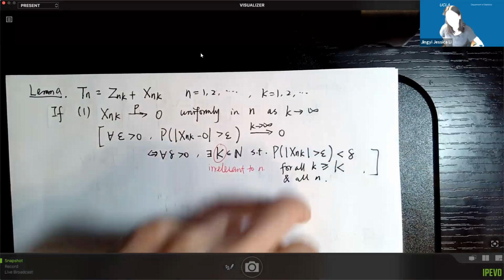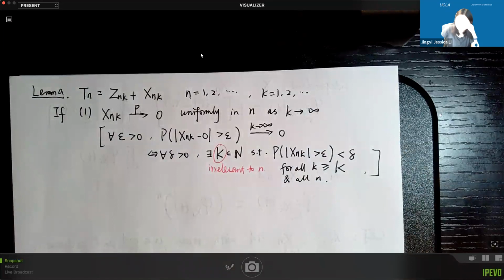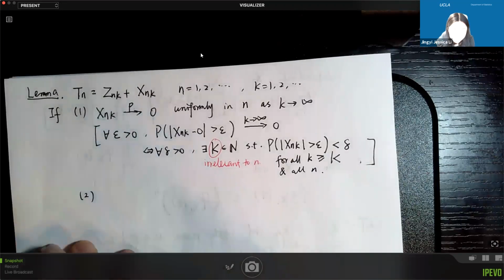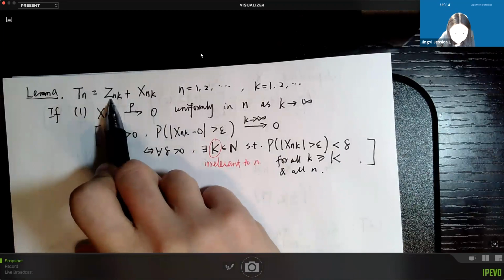This is what we mean by uniform convergence. In other words, the first condition is only about the consequence when K goes to infinity, and it doesn't depend on n. That's the first condition. The second condition is about this term, Z_{n,K}.